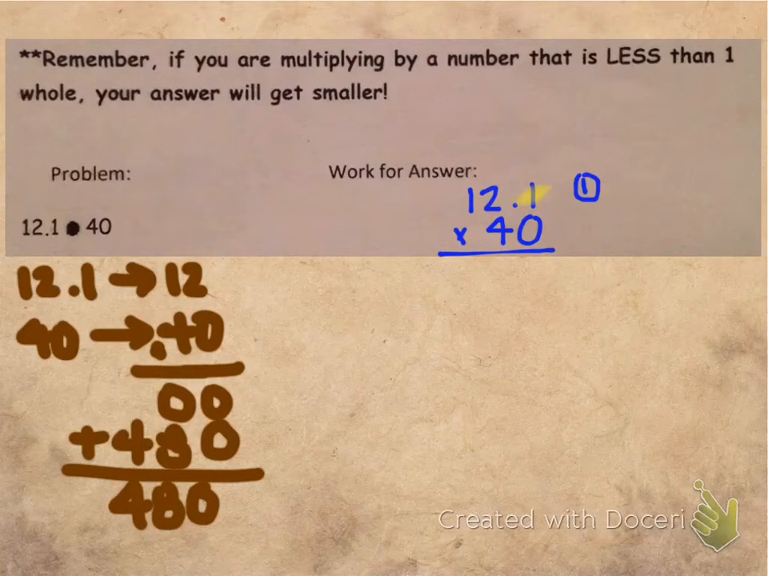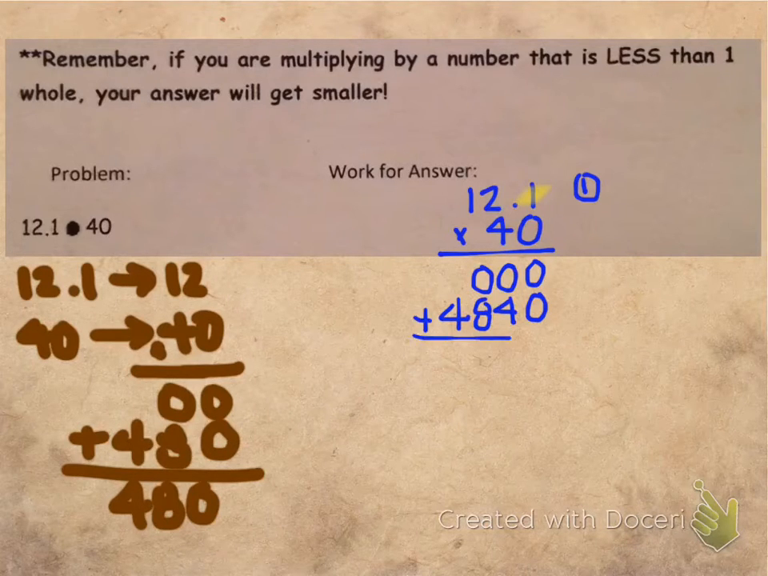Now we multiply like normal. 0 times 1 is 0. 0 times 2 is 0. 0 times 1 is 0. Add your 0 in the second row to hold your place value. 4 times 1 is 4. Ignore that decimal. 4 times 2 is 8. And 4 times 1 is 4. Now we add like normal. 0, 4, 8, 4.